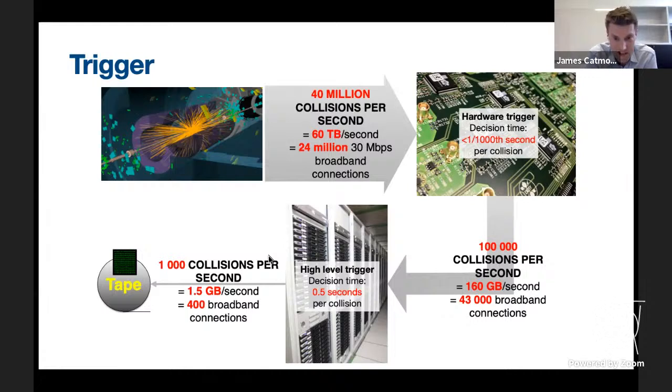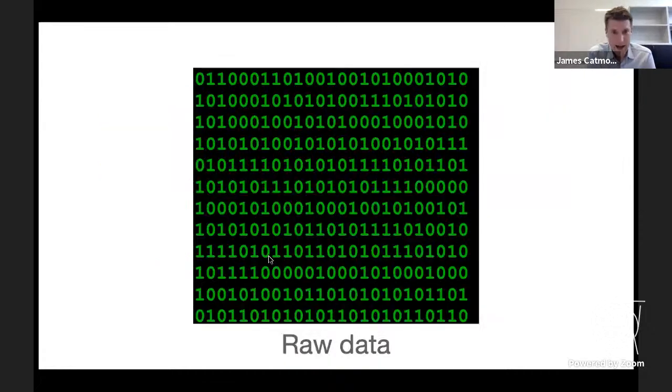And we have a bit longer to deal with this. So we get the data out of the detector itself and put it onto computers nearby the experiment. We have about half a second to decide whether we want to keep each of these collisions. This gets us down to 1,000 per second, which is around the broadband connections in a big apartment building. All of those are stored on tape, and this gives us something called raw data. Raw data is literally the data that comes out of the experiment.